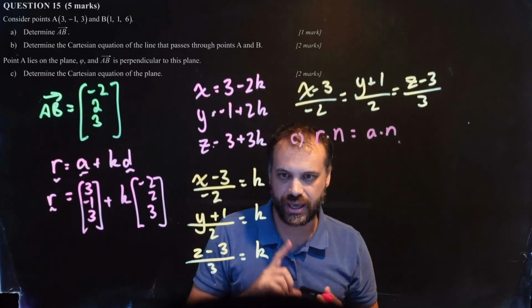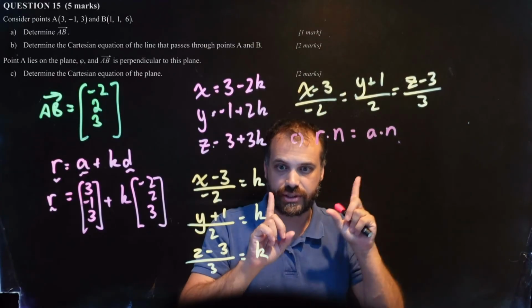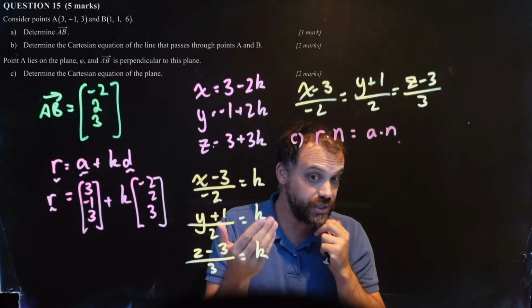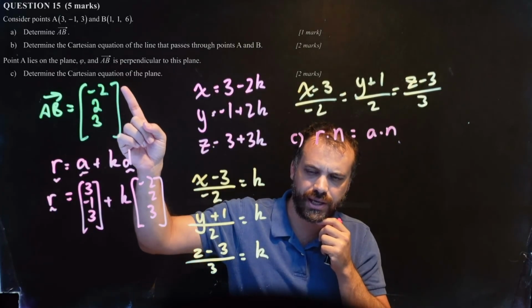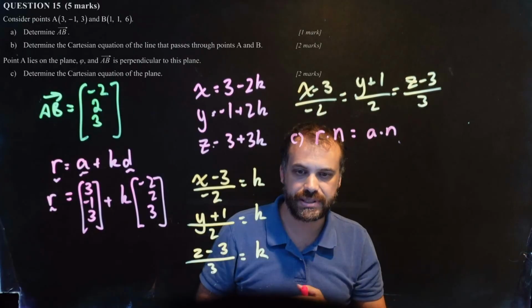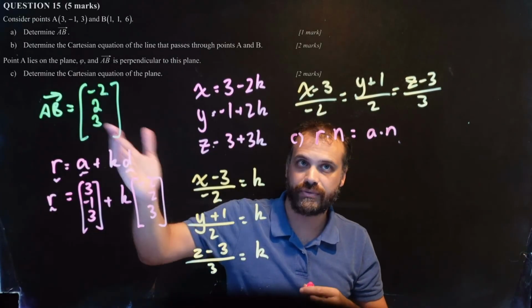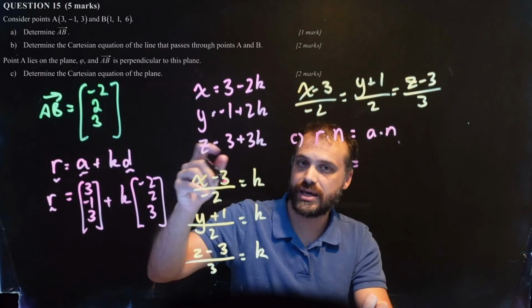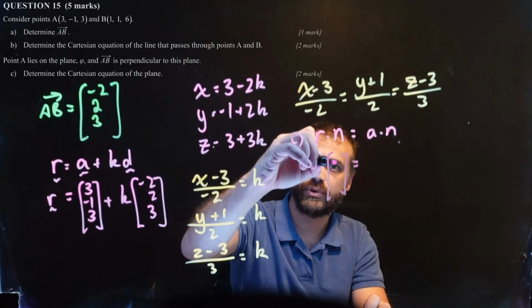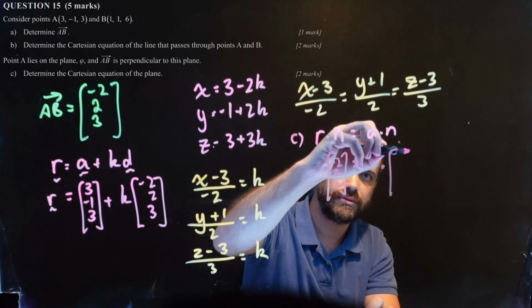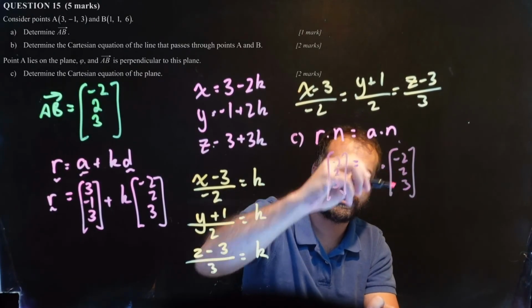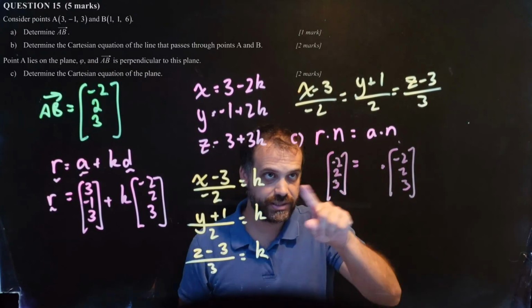All right, so N is a vector that is normal to the plane, or perpendicular to the plane. And it says here point A lies on the plane and AB is perpendicular to this plane. So we have AB here. So N is whatever that is, negative 2, 2, 3. All right, that's our N.